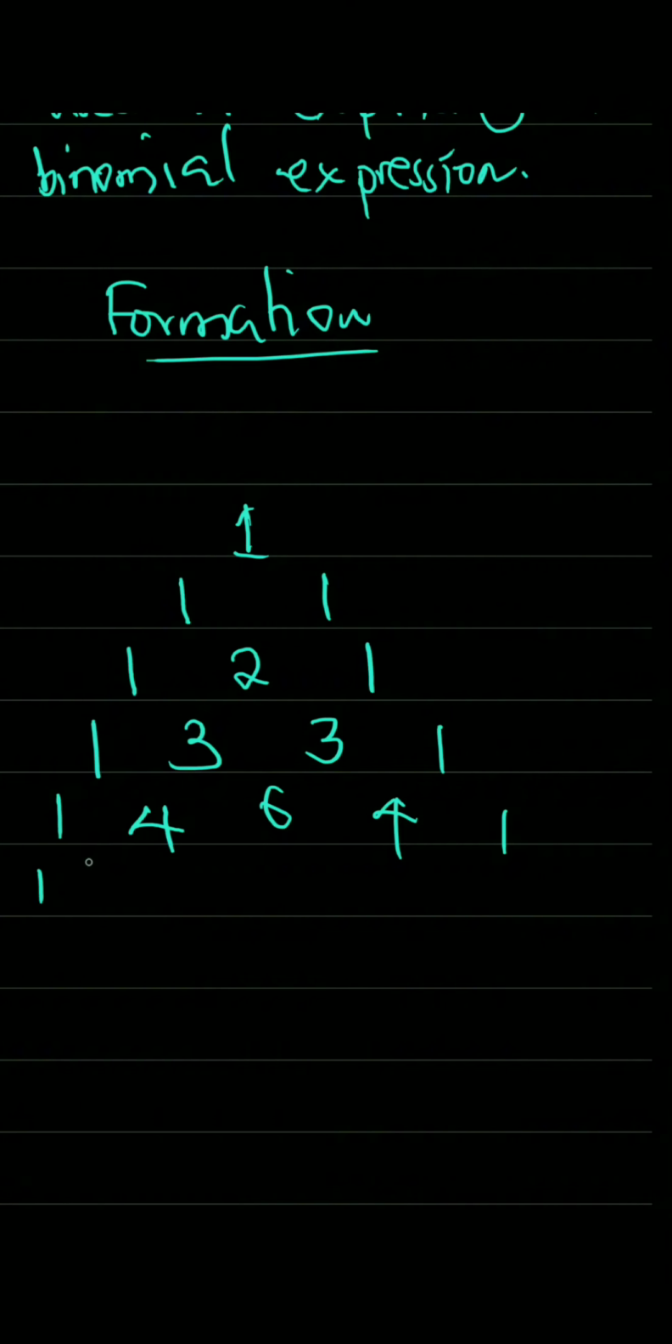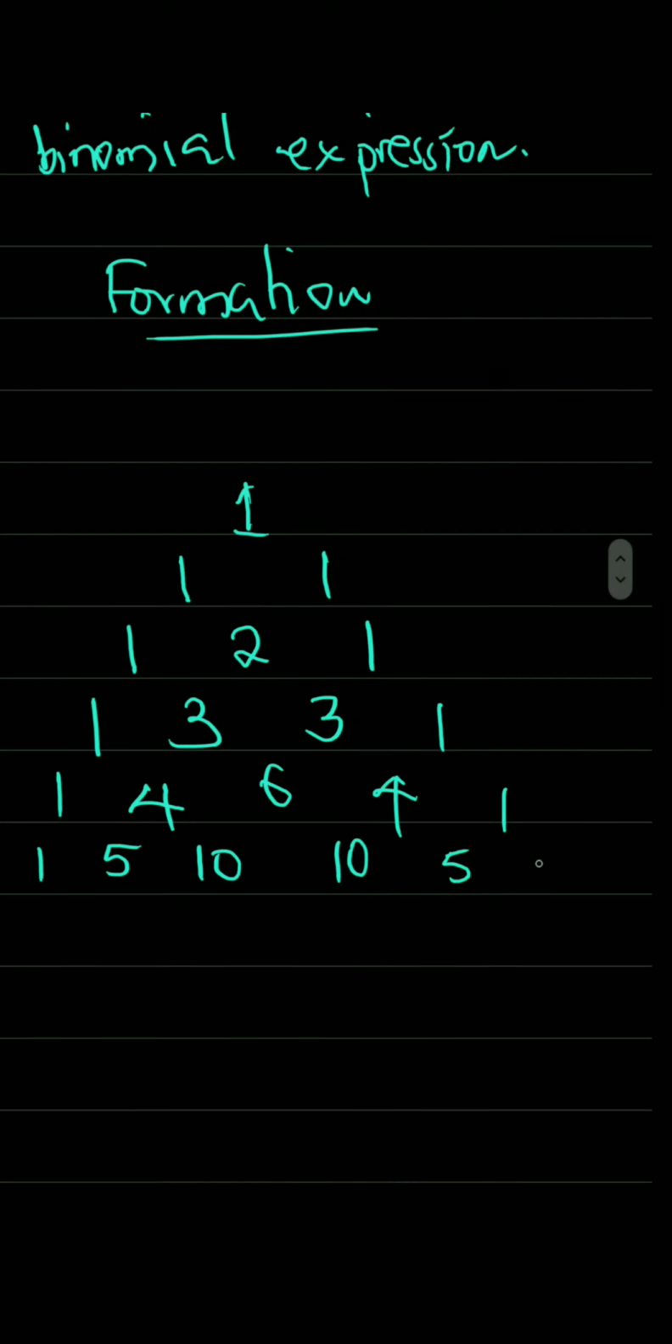We come to the next one, which is 1. Then 1 plus 4 gives us a 5. 4 plus 6, we get a 10. 6 plus 4, we get 10. 4 plus 1, we get 5. Since we no longer have anything to add, we drop a 1. We come again, write 1. 1 plus 5, we get 6. 5 plus 10, we get 15. 10 plus 10, we get 20. 10 plus 5, we get 15. 5 plus 1, we get 6. Since we have nothing else to add, we drop a 1.